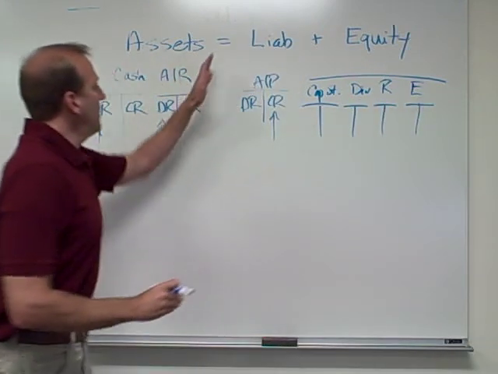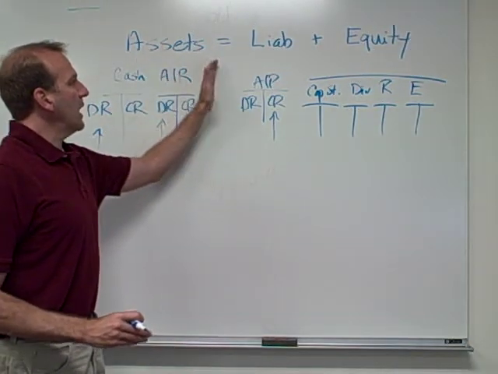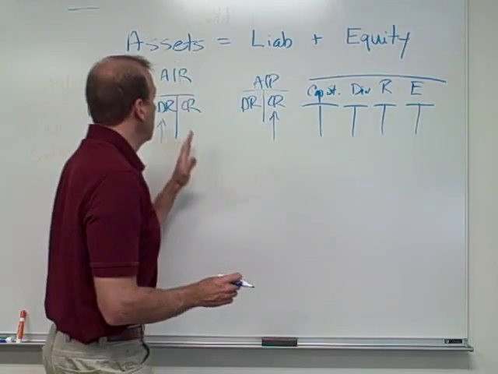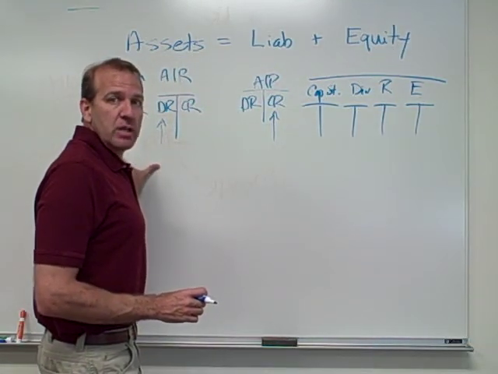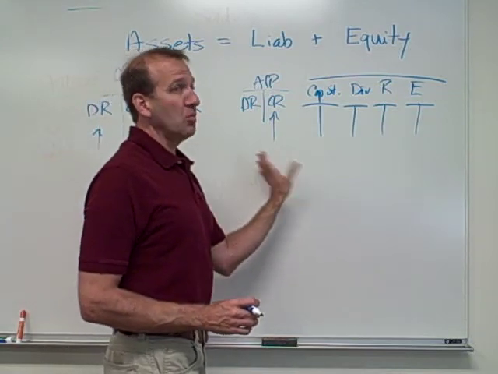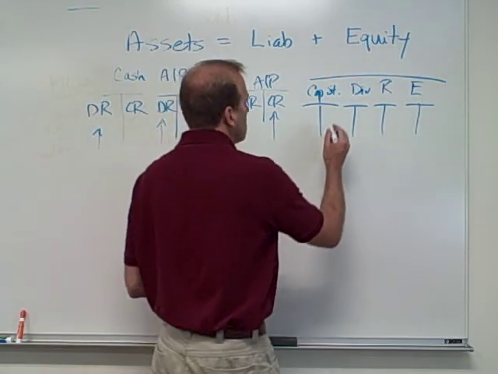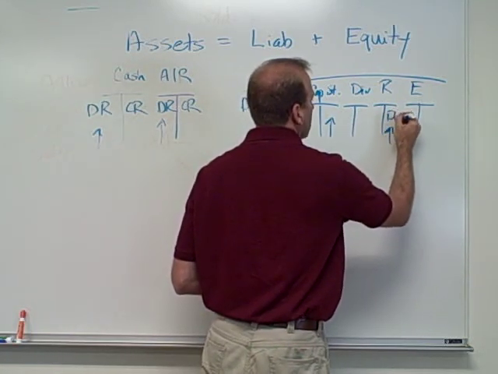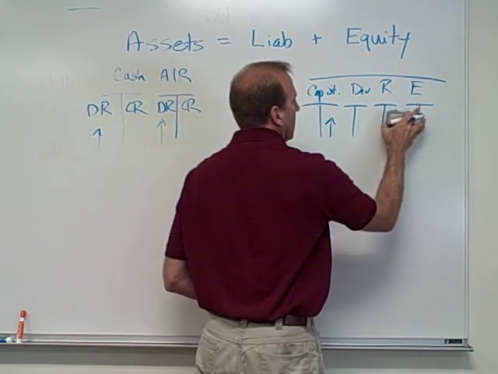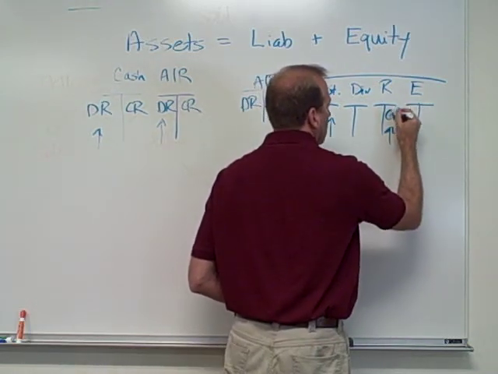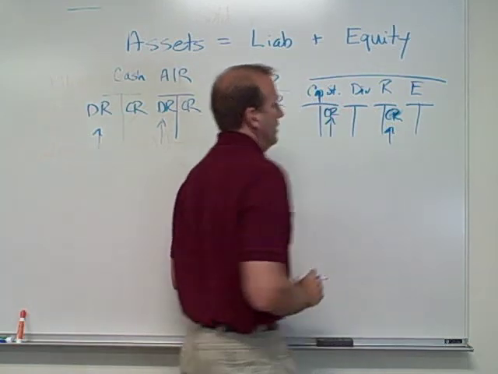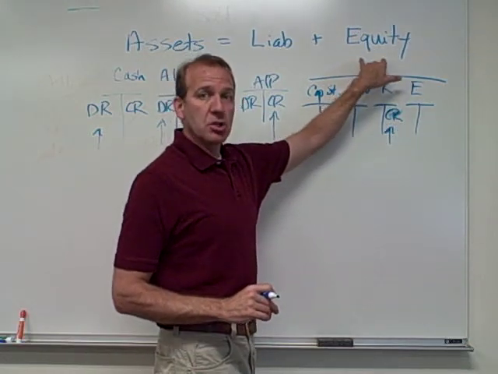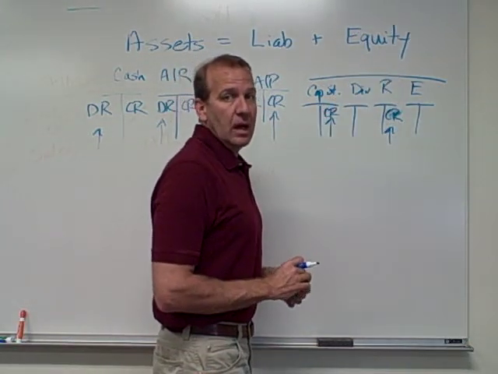Now, remember in our accounting equation, assets are on one side, liabilities and equity on the other side. Everything has to balance in accounting. So if these assets increase with debits, then these accounts must increase with credits. So capital stock and revenue increase equity, so they have to have a credit balance, okay? Now, dividends and expenses, these are actually reductions of equity.